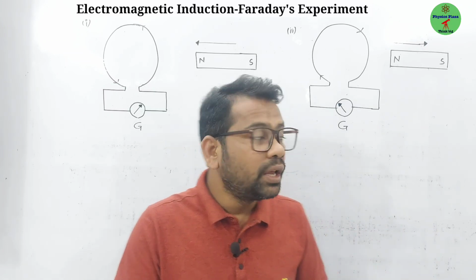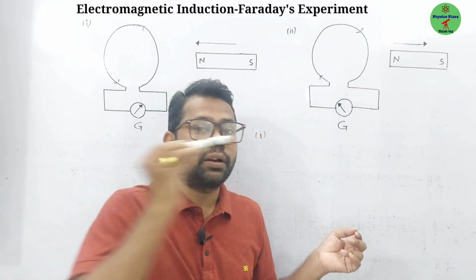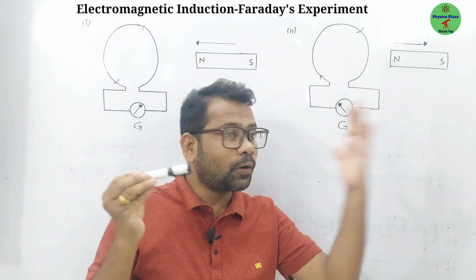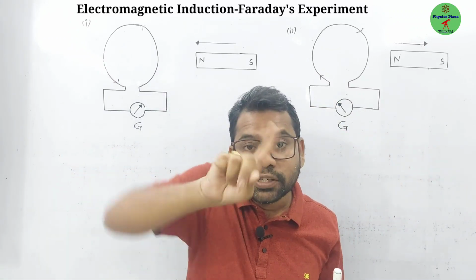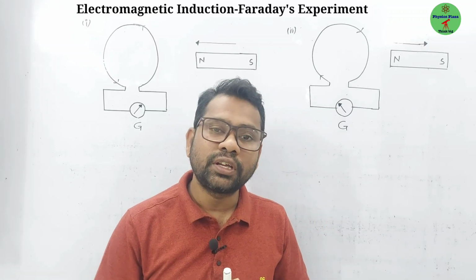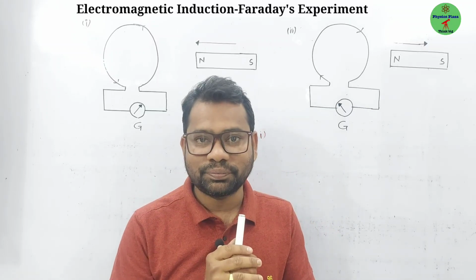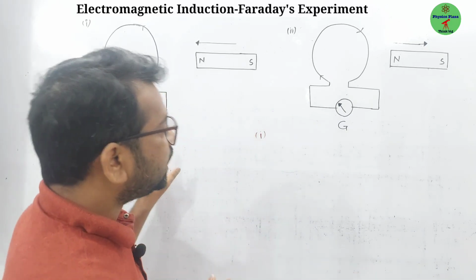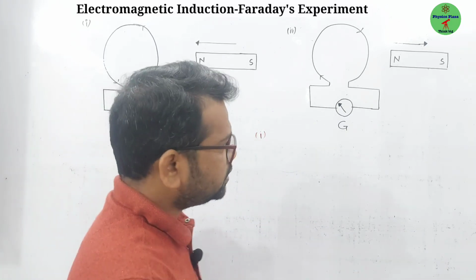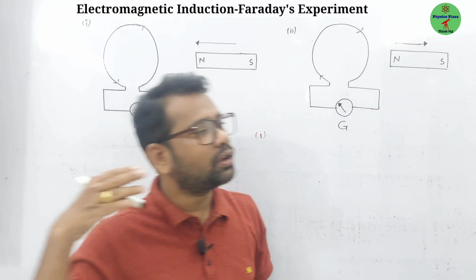And what is the second one? If you move either the magnet or the coil faster, you find that the deflections are faster, which means more current is produced. Is it clear? So these are the conclusions. But here we will get one doubt: sir, we are moving a magnet, we are moving a coil.